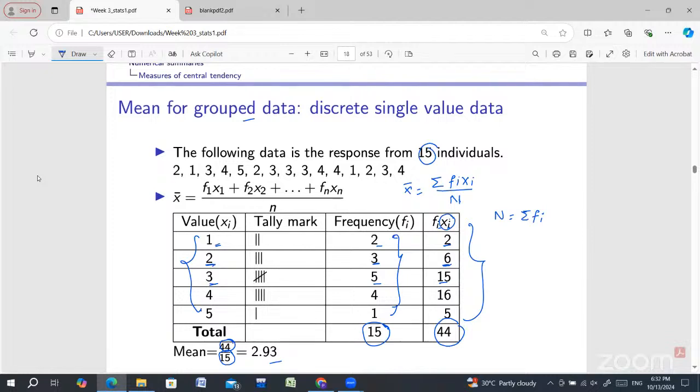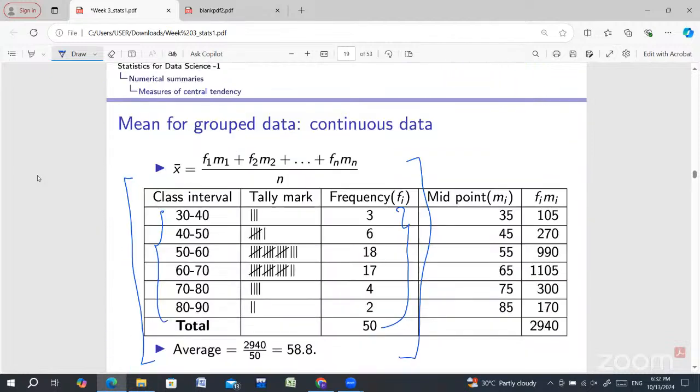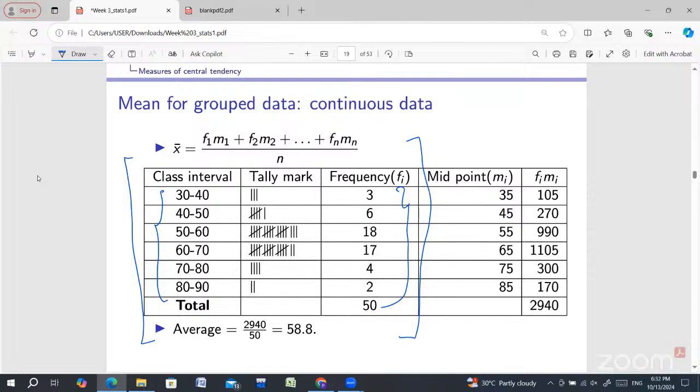xi was a distinct value in the data set, right? But here, what is xi or mi? It is the midpoint or the class mark for the given interval. So how do we find the midpoint? It is nothing but 30 plus 40 divided by 2, which is equal to 35. Is it clear how we find this mi? So similarly, for the 40 to 50 class interval, it will be 40 plus 50 divided by 2, which is equal to 45. So in this way, we find out the midpoint.